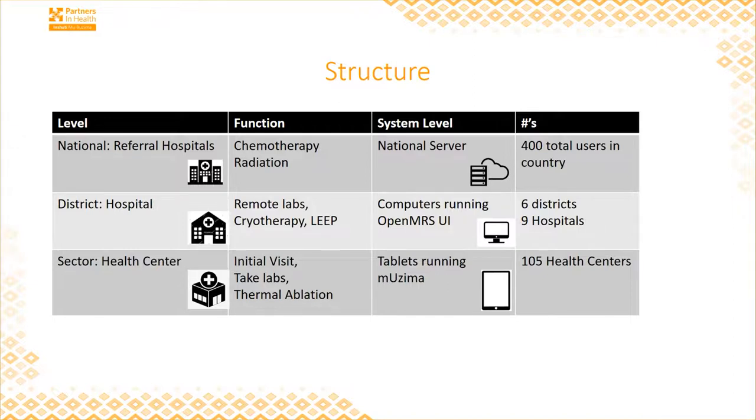The district hospitals do have consistent internet and will use the OpenMRS web UI, while the health centers will get some network connection and will generally be operating offline using tablets running Muzima. So far, we've gotten up to just about 400 users in the country across 6 districts, 9 hospitals, and 105 health centers. Now to Joshua, one of our software developers on the patient flow.